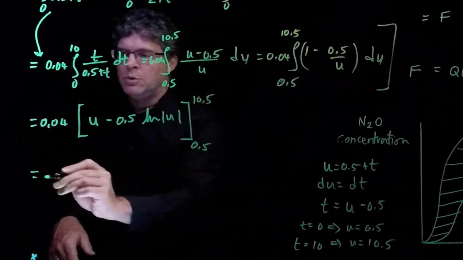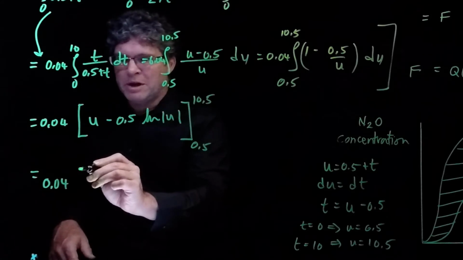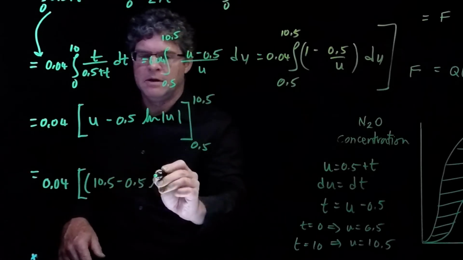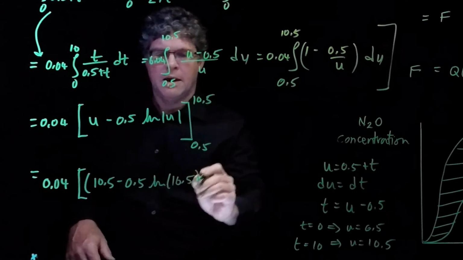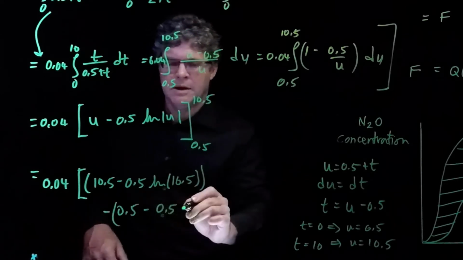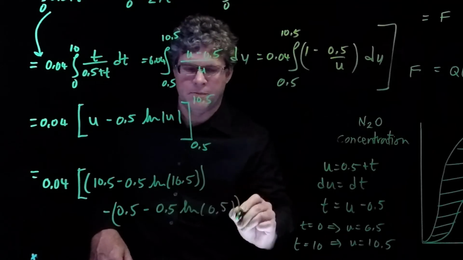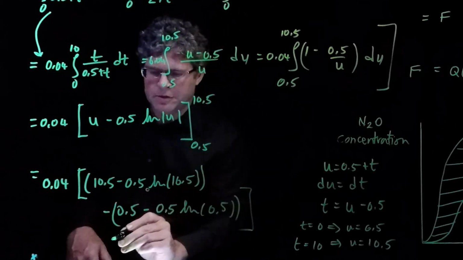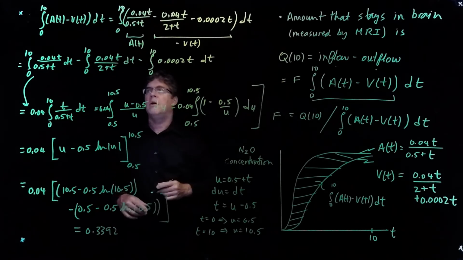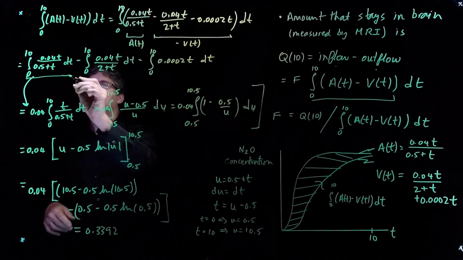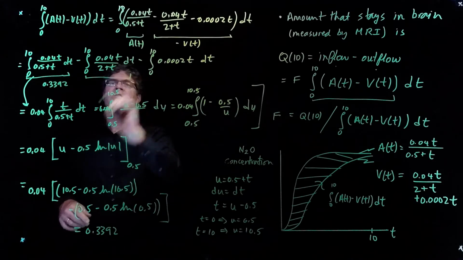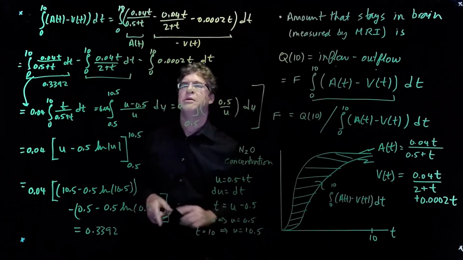And so finally, we can expand this out. And so when we plug in 10.5, we're going to get 10.5 minus 0.5 times the log of 10.5. And then we're going to subtract off 0.5 minus 0.5 times the log of 0.5. And when we put that on the calculator, this turns out to be 0.3392. And so we have our quantity right here. This is 0.3392. We can calculate these other quantities if we want to as well by a kind of a similar method.